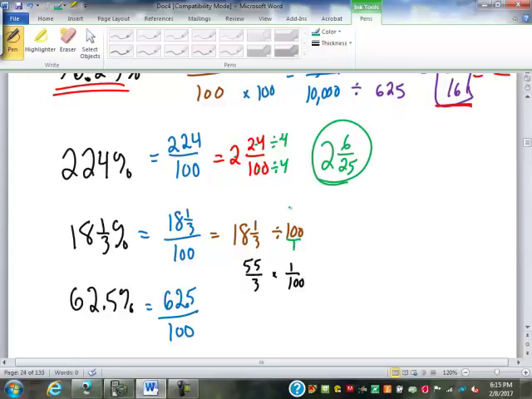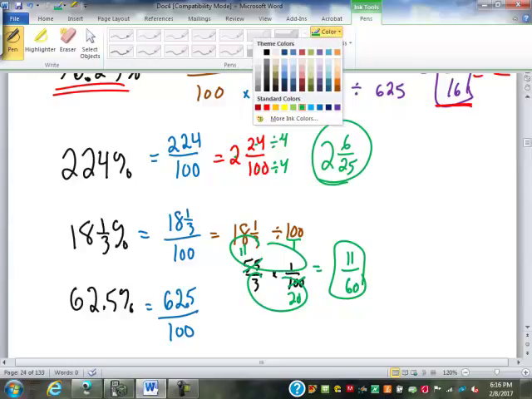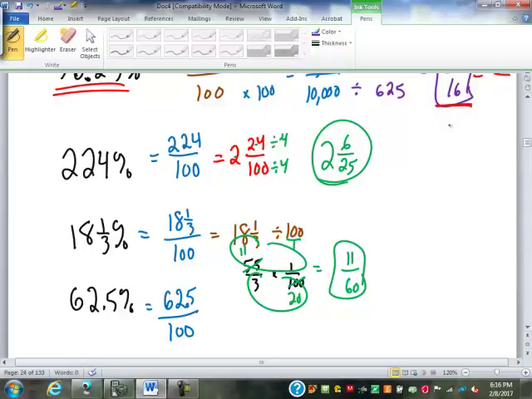100 is 100 over 1, so we're going to do the multiplying by the reciprocal. And now 55 and 100 both divide by 5 to give me 11 and 20. 11 times 1 is 11. 3 times 20 is 60. 11 60ths. Or 11 out of 60. How many of you got that one? A little bit lower batting average on that one. Okay. Any questions? Yeah.